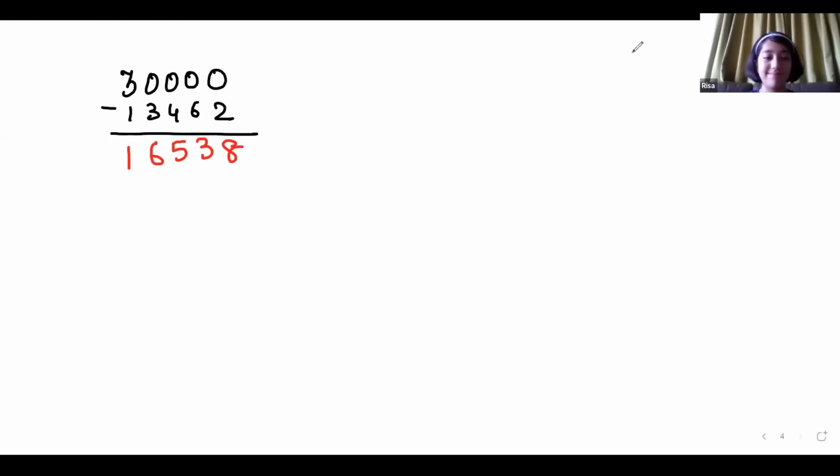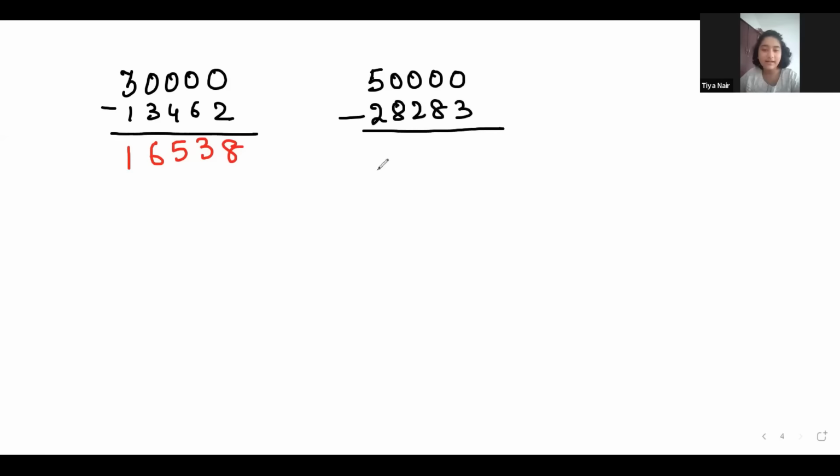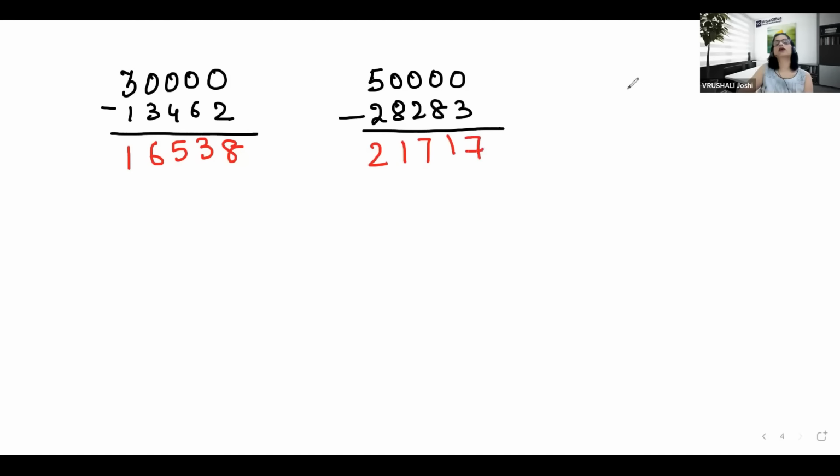Okay. Next is Tia. Tia, your question is 50,000 minus 28283. Quickly start. Yes, ma'am. The answer is 21717. Very good. Correct. All right.